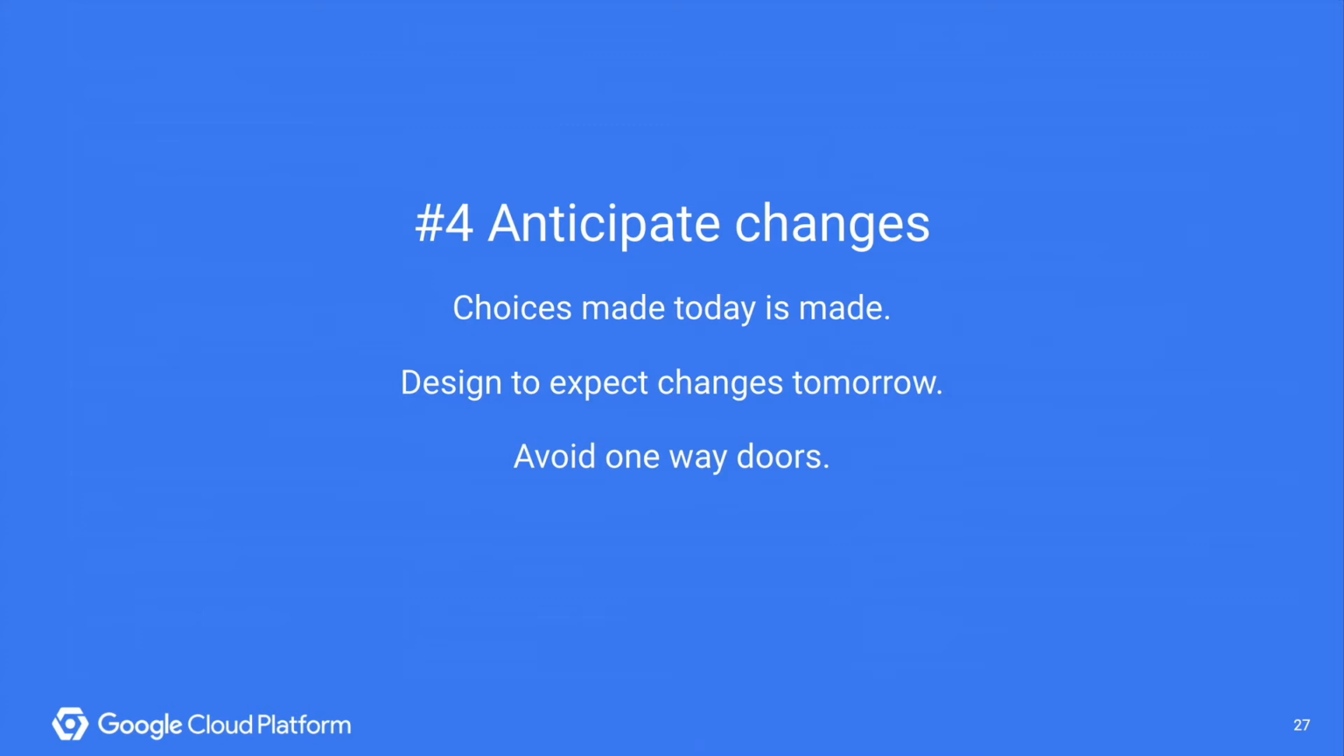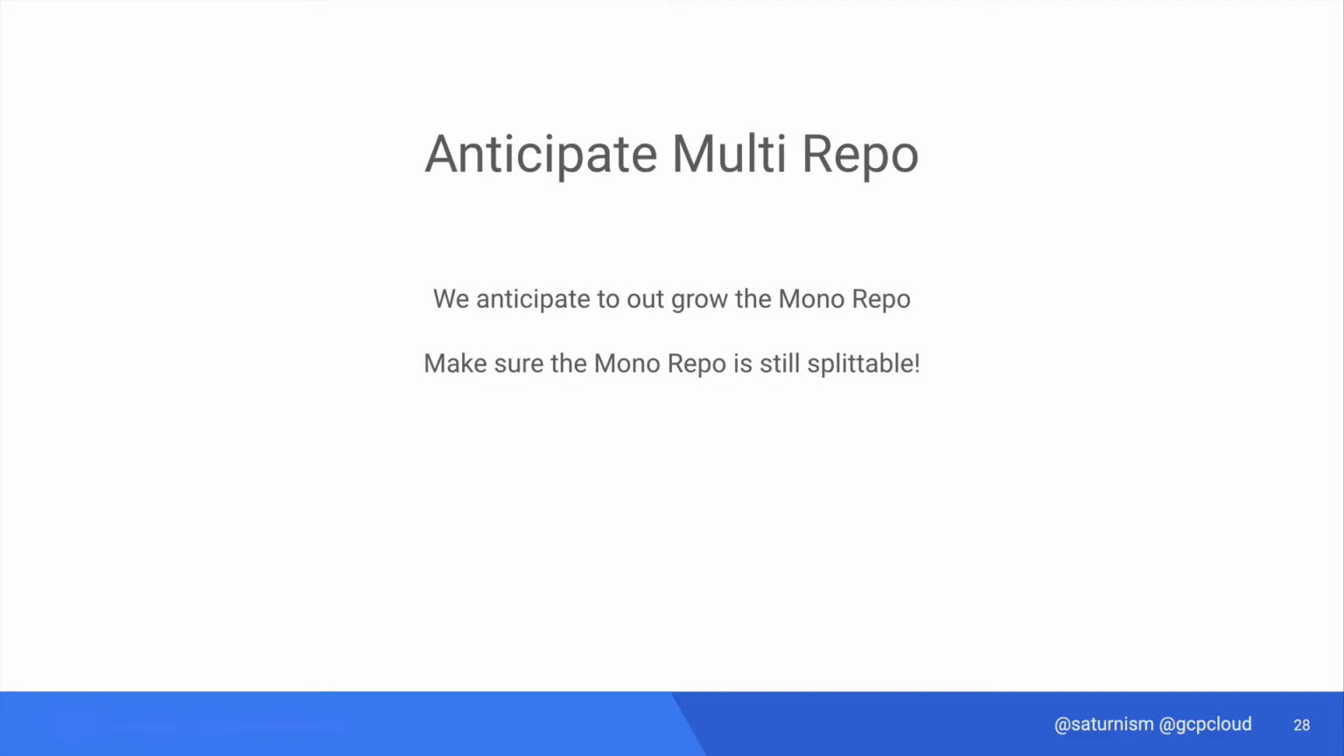For example, even though we chose to use monorepo, we anticipated that we will outgrow it one day and move to multi-repo instead, especially when the application grows in complexity and when we are better staffed in the future. So even though we are using monorepo today, we make sure that we design the code repository in a way that can be split in the future.